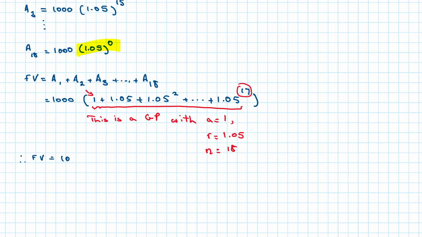So my future value is 1,000. And then using the sum of a series, that would be 1 times (1.05 to the power of 18 minus 1) over (1.05 minus 1, which is 0.05). Now, if I do that calculation, I get $28,132.38, again to the nearest cent.